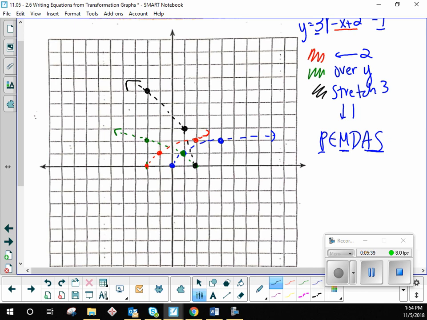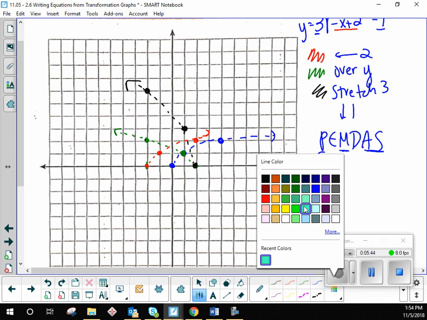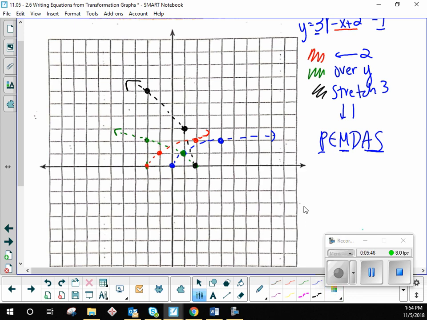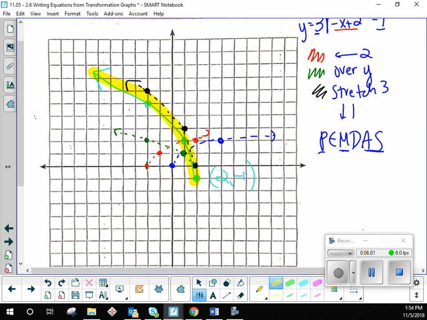And because I ran out of colors, you know what time it's for? Teal. So now everything just comes down 1. And your initial point is at 2, negative 1. So that's the final answer right there.